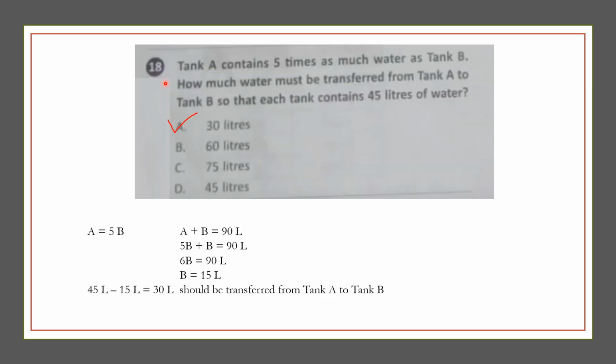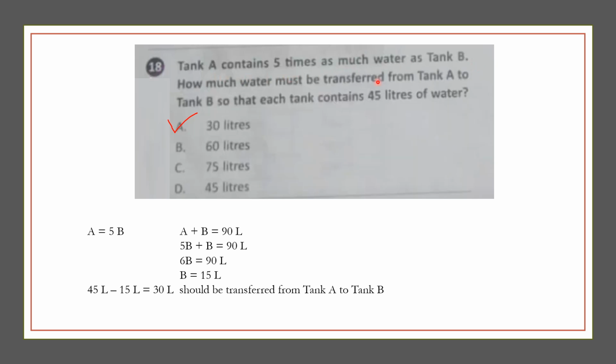Question number 18. Tank A contains 5 times as much water as tank B. How much water must be transferred from tank A to tank B so that each contains 45 liters of water? So let's try to write down an equation. Let's say tank A contains A amount of water and tank B contains B amount of water. So first thing is given A equals 5B.